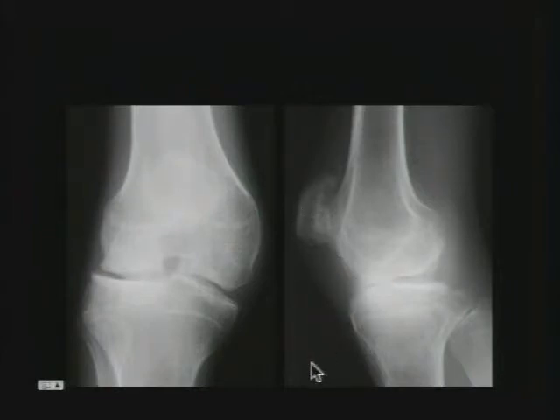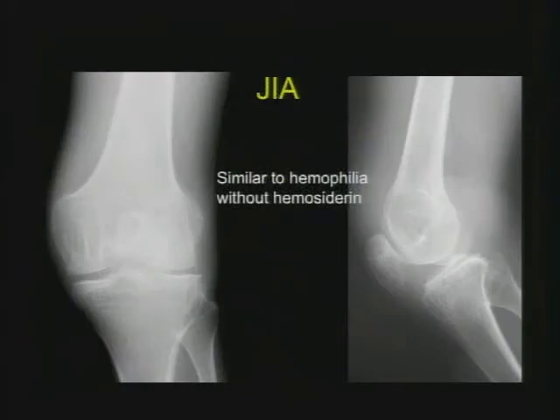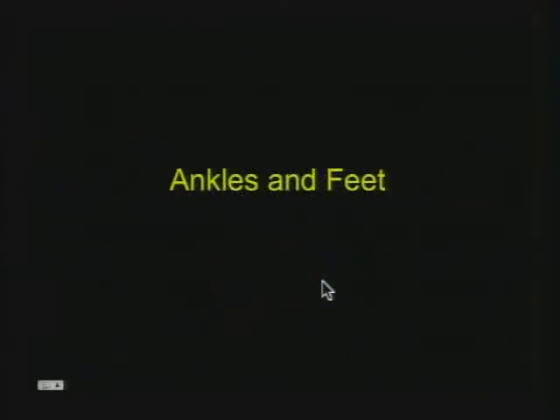Now, let's say you get this set of images that somebody wants to know about, this patient. They don't give you any history, and then you have to put in JIA. It looks exactly like hemophilia, and I'll show you that here. This looks just like the last case, basically. Maybe not a squared patella, but big epiphyses, some narrowing, there's a big effusion. So just think about that.